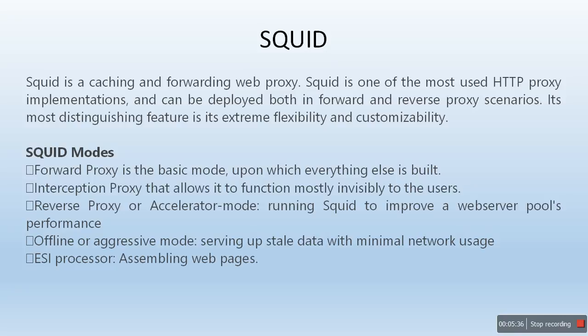Squid offers the following features or modes: forward proxy, which is the basic or foundation mode; interception mode, which allows invisible functionality with regards to users; reverse proxy mode, which uses caching to speed website access; offline mode, which allows for serving up stale or old data, which dramatically reduces network resources; or ESI processor mode, which allows for the development and assembly of web pages.